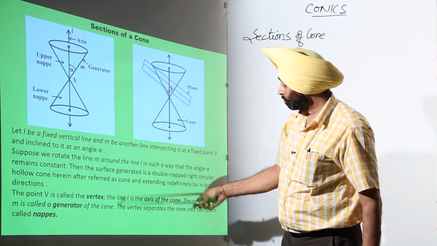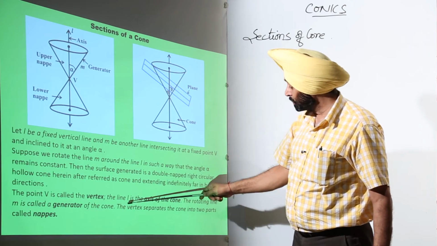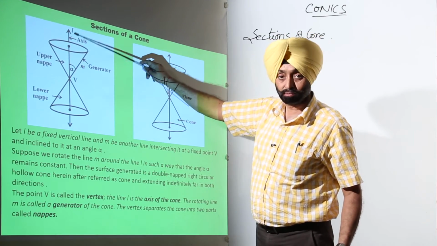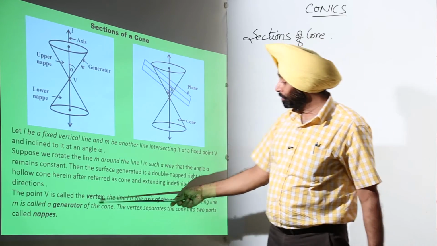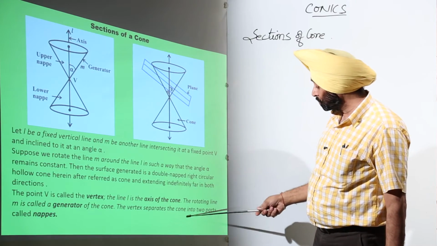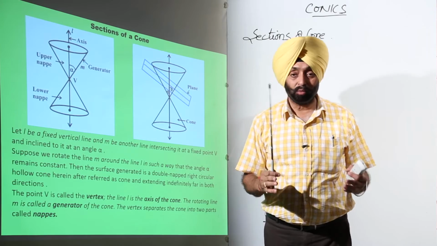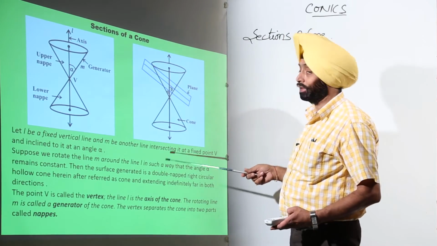Now the point V is called the vertex. The line L is the axis of the cone. The rotating line M is called the generator of the cone, that I already told you. The vertex separates the cone into two parts called nappes. That's what a double napped right circular cone is. So these were a few terms which we have used.